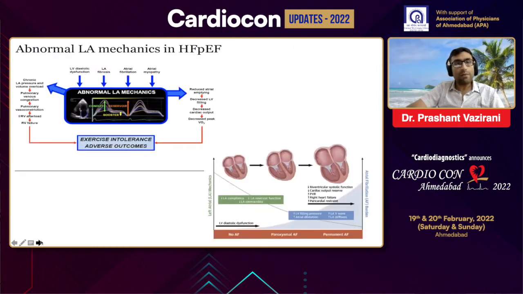So always remember there are abnormal LA mechanics in patients with HFpEF. Because of LV diastolic dysfunction, there is LA fibrosis, there is atrial fibrillation, and there is atrial myopathy. And these patients become increasingly symptomatic when atrial fibrillation ensues, because you all know that the 15-20% atrial kick to cardiac output is lost. So these patients become very, very symptomatic when the atrial kick is lost.